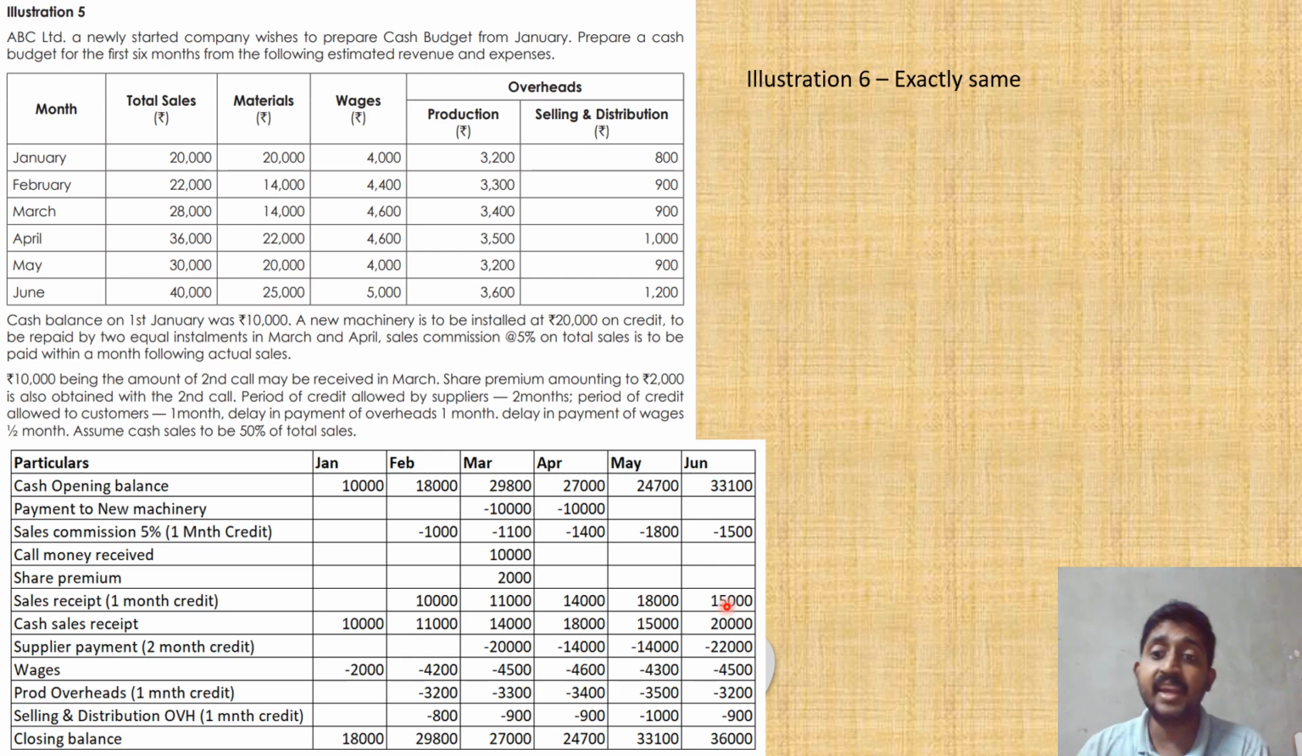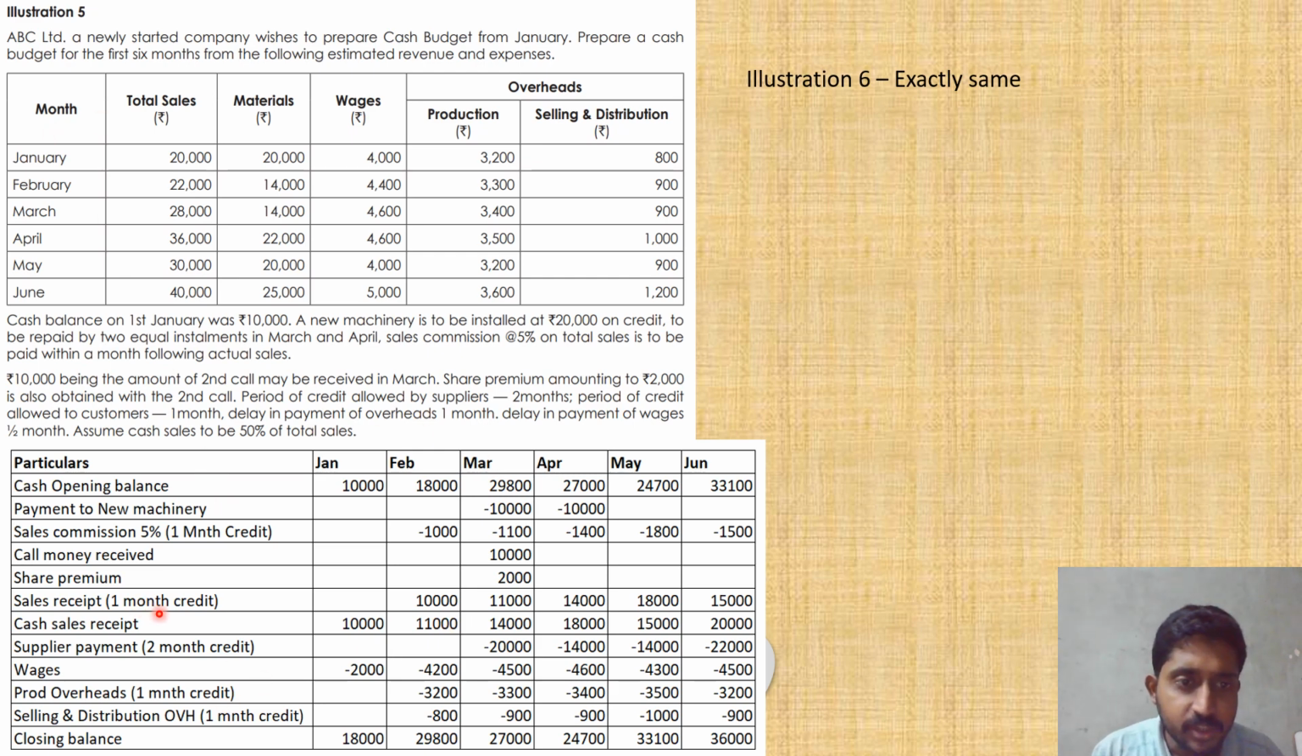Okay, the remaining will happen, which means the June credit sales. June credit sales, whatever has happened, we will get in July only. But the cash budget we are making only till June. Okay, don't go for making the July month. So whatever the credit sales with 1 month delay, and whatever the cash sales in the same month, we will recognize it in the cash budget.